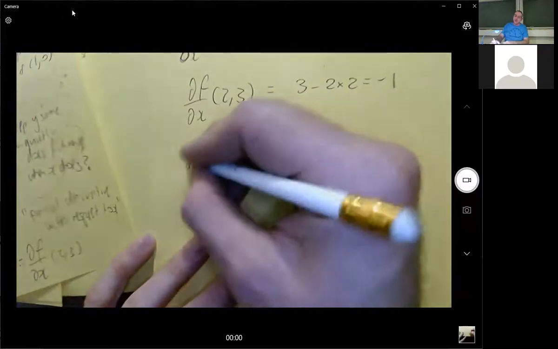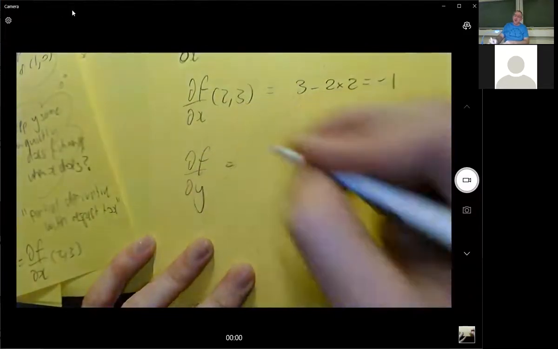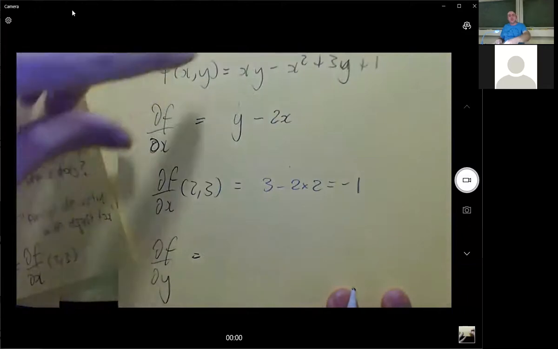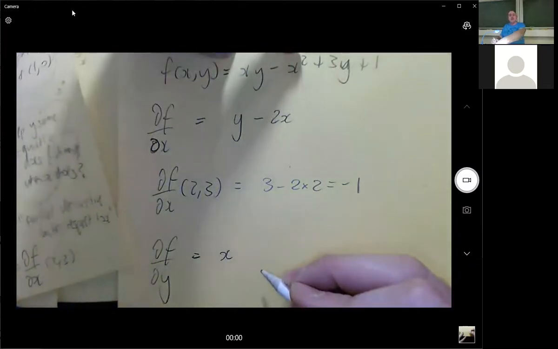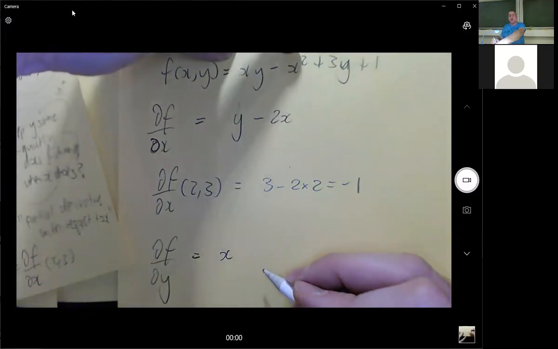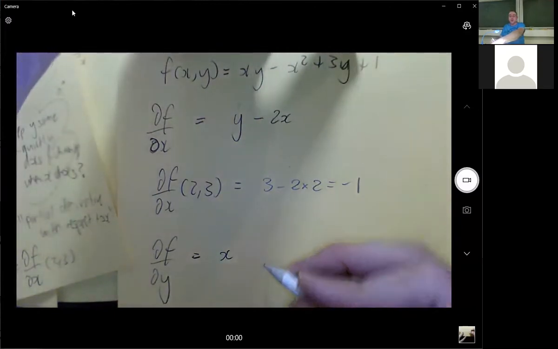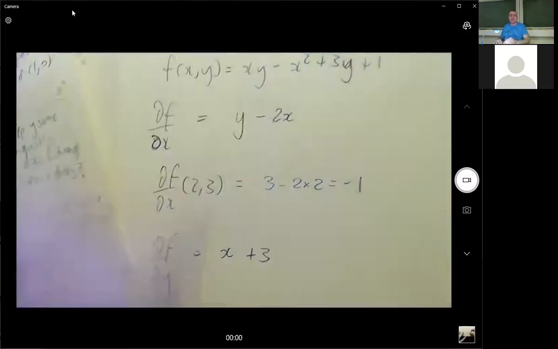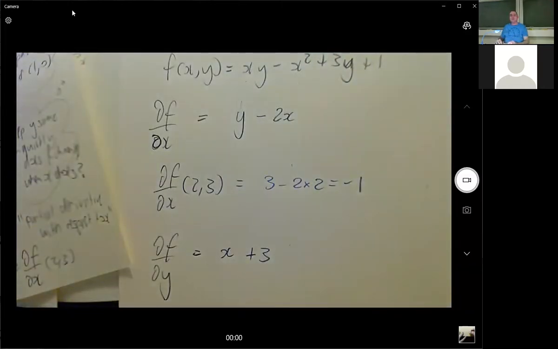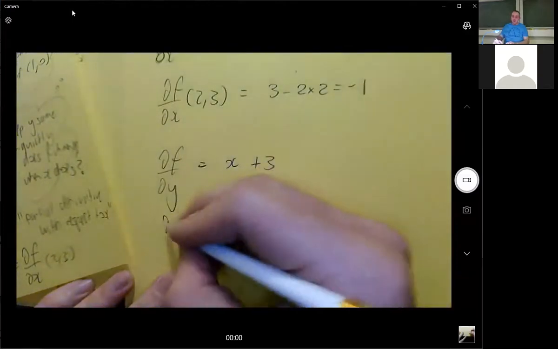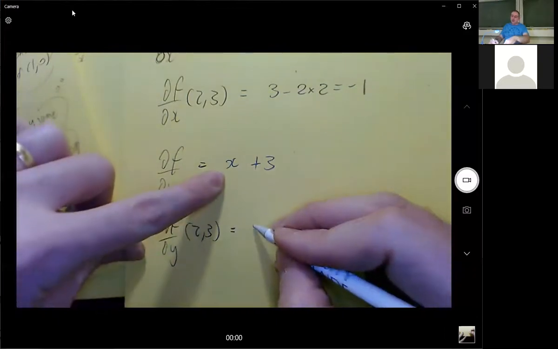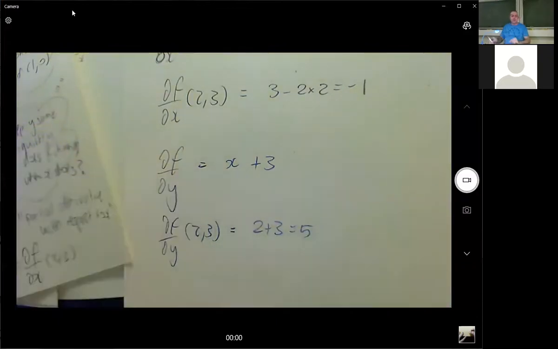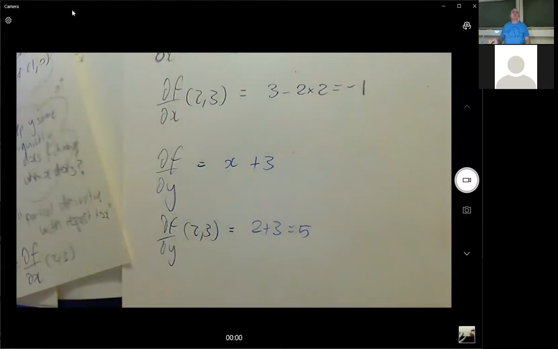There would be one here as well, df on dy. At this time I would treat x as a constant. I have a constant times y, so the derivative would be the constant. This term doesn't involve a y, so it counts as a constant, so it'll disappear entirely. The derivative of 3y would be just 3. And so df on dy at the point (2, 3) would be x plus 3, which is 5.